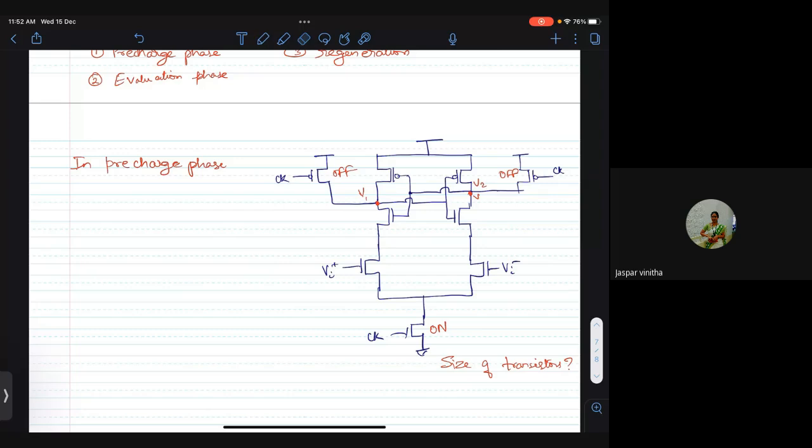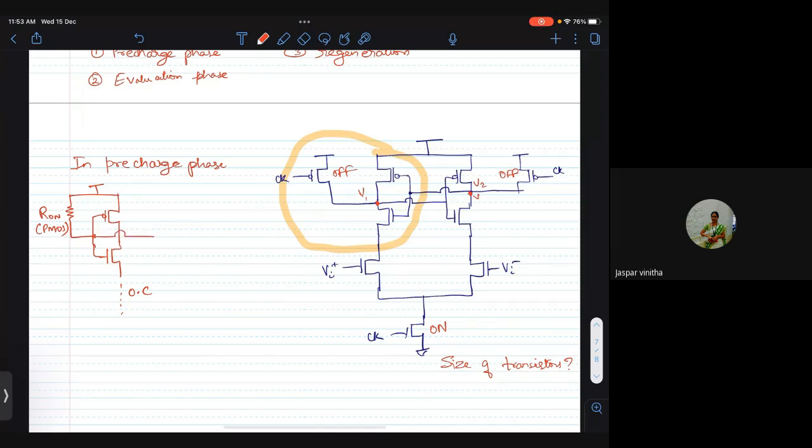So if I see only this section of the circuit, what I have is the inverter, there is no path to ground. This is an open circuit here because this bottom transistor is off, so there is no path to ground, and there is a resistance which is pre-charging the output to VDD. So this is R on of the PMOS. So when clock is 0, the PMOS is on, its on resistance is some value R on, and the source of the inverter is basically an open circuit because there is no path to ground from there. Okay, of course, there is the output of the other inverter also, which is connected here.